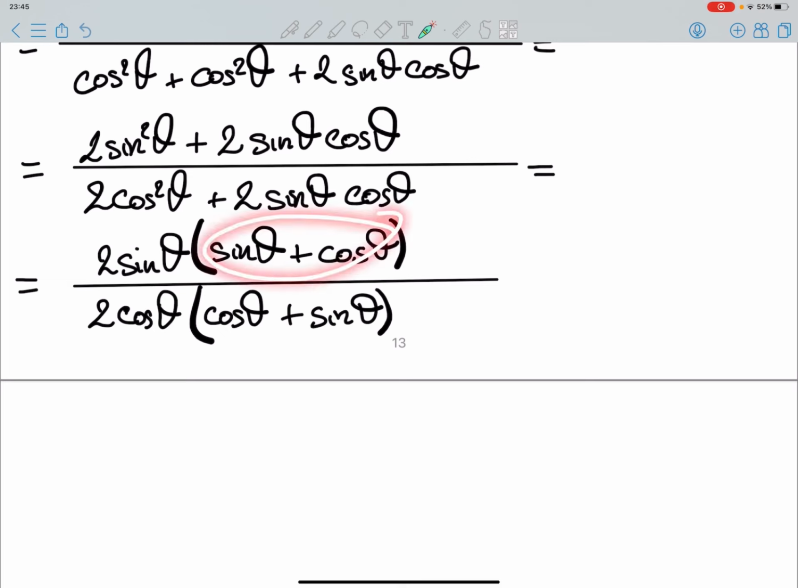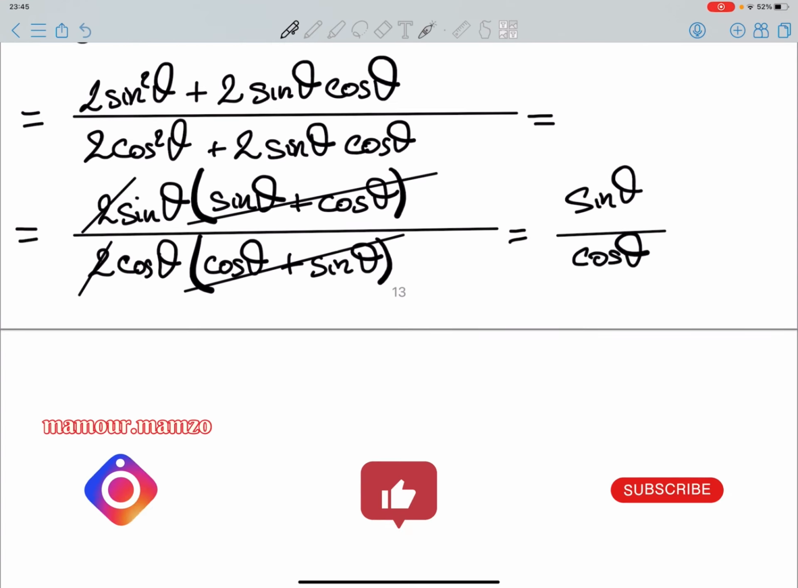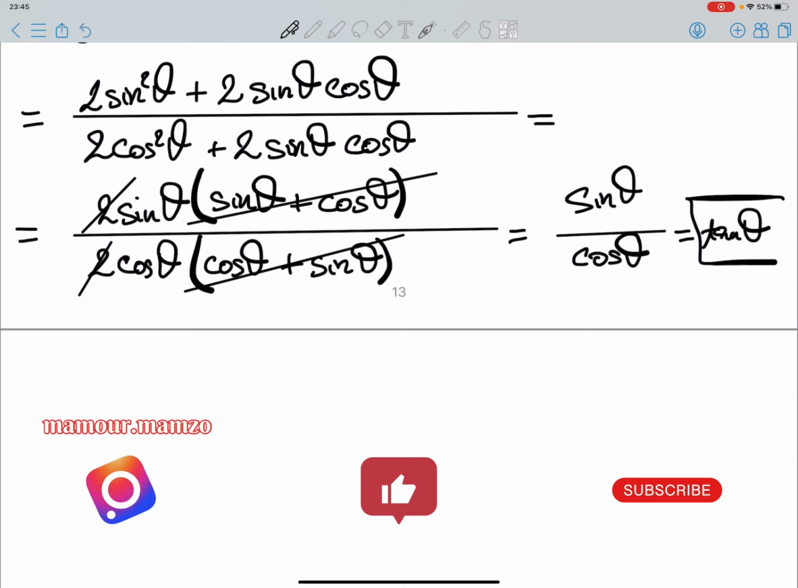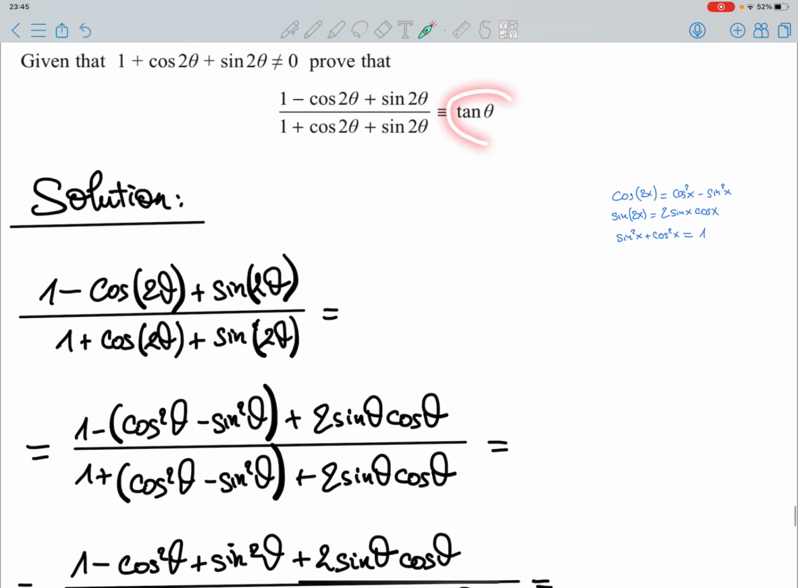Now we can see that this is the same here, and we have a factor 2 as well, so this is gonna cancel out with this one, right? And we cancel 2 as well, so this is basically equal to, on the numerator, sine of theta, and on the denominator we have cosine of theta, right? And sine of theta over cosine of theta, this is basically equal to the tangent of theta. So we have got the tan theta. That was our goal, which is the right hand side here.